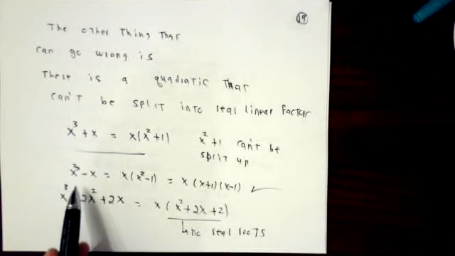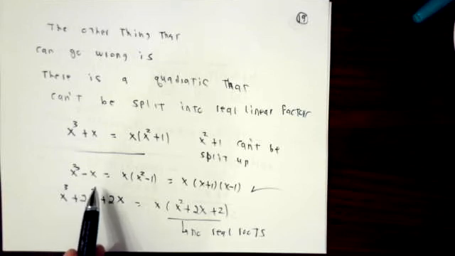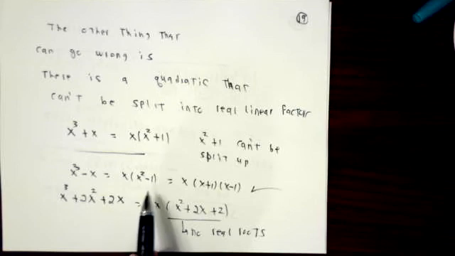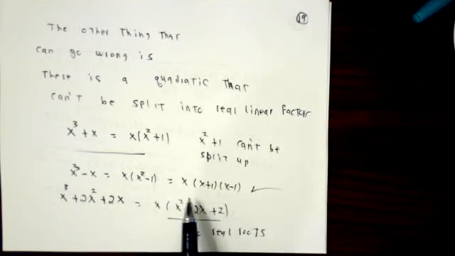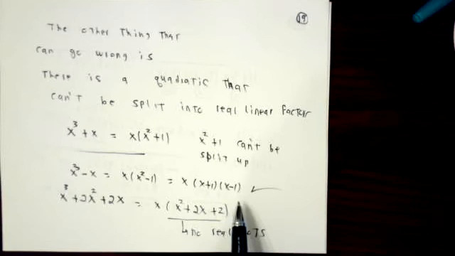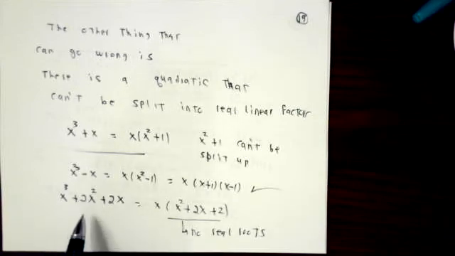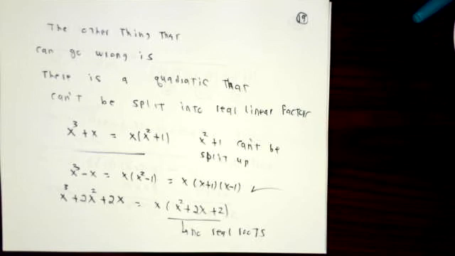If it had been x cubed minus x, that would be okay. That's x times x squared minus 1, which is x times x plus 1 times x minus 1, and these linear factors are all distinct. X cubed plus 2x squared plus 2x is x multiplied by x squared plus 2x plus 2. If you check, that second quadratic factor doesn't have any real zeros, so there's no way for me to split it up into a product of linear, real, first degree, nice looking polynomials. That can't be done.